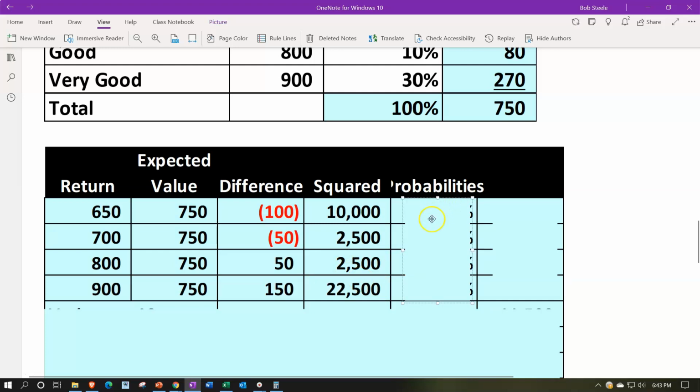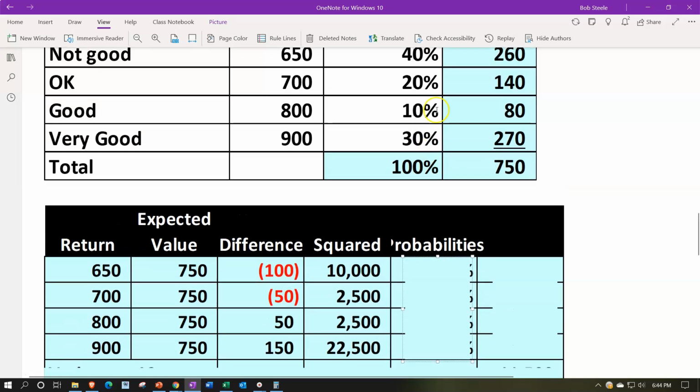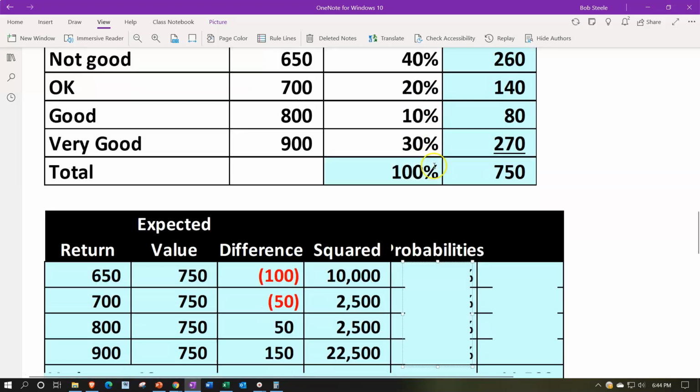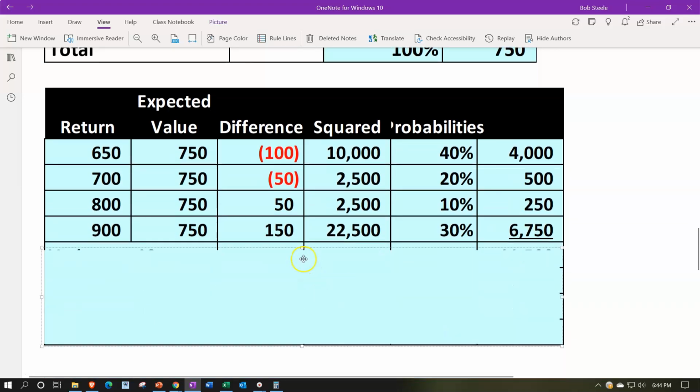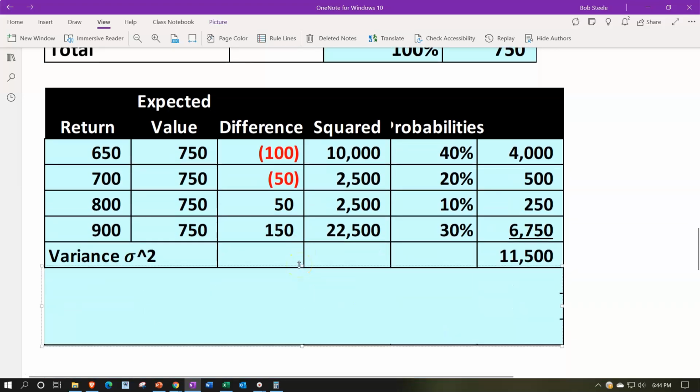And then we're going to use our probabilities, which you'll recall are the 40, 20, 10, 30. So there's our 40, 20, 10, 30. 10,000 times 40%, 4,000. 2,500 times 20% is the 500. 2,500 times 10%, 250. 22,500 times 30%, 6,750. Adding up the outer column for the variance, we get to the 11,500, but those are squared units.